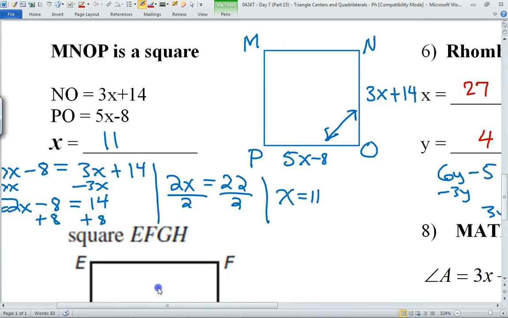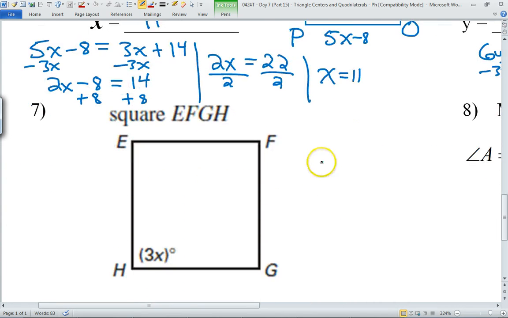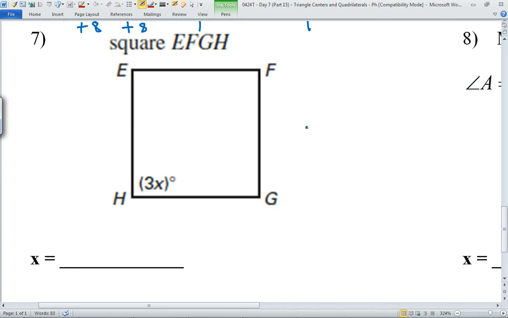Let's take a look at number 7. Square. Well, this one is easier than you might think. If this is a square, how many degrees are each one of these angles? That's right. Every angle here is a 90-degree angle. That means 3x equals 90. So just divide both sides by 3. Alright, that means x equals 30. That's it for number 7.